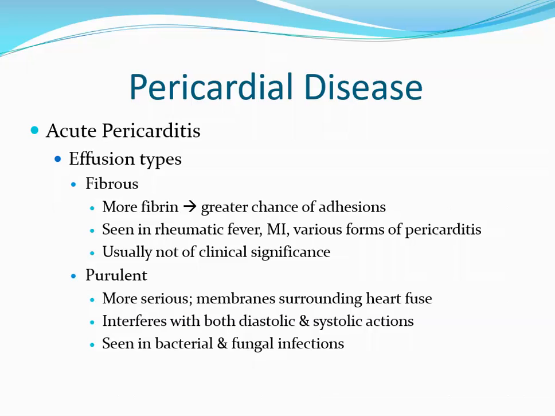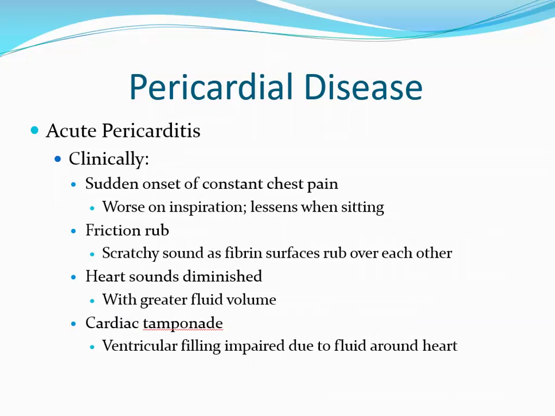A purulent effusion is often seen with bacterial and fungal infections. This is a much more serious condition because now the visceral and parietal membranes end up adhering to each other, and the fibrous pericardium can also adhere to adjacent structures. This will then interfere with both diastolic and systolic actions of the ventricles.